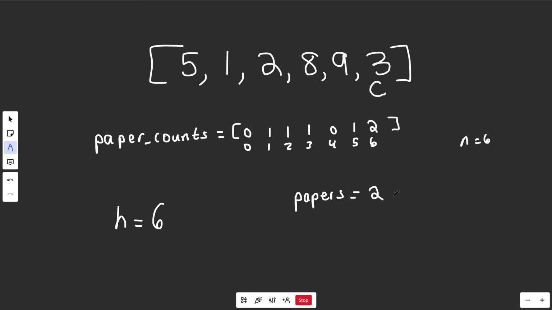Right now there's 2 papers with at least 6 citations. Okay, that doesn't work because for an h value of 6, you would need at least 6 papers with at least 6 citations. So that doesn't work. Let's try to see if an h value of 5 works.